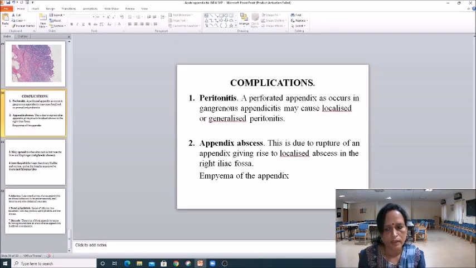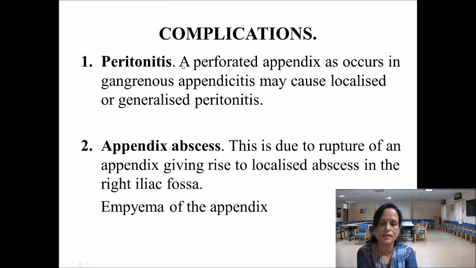Okay, so what next? What should we learn? Complications. What happens if it is left like that? Sometimes the inflammation may resolve, or it may progress. So if it progresses, there could be appendicular abscess. So the entire lumen of appendix could be filled with pus. It is empyema appendix. So that can rupture. So when it ruptures, the pus is liberated outside. So it gives rise to localized abscess in the surrounding area.